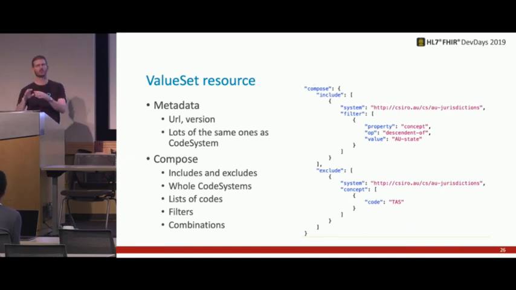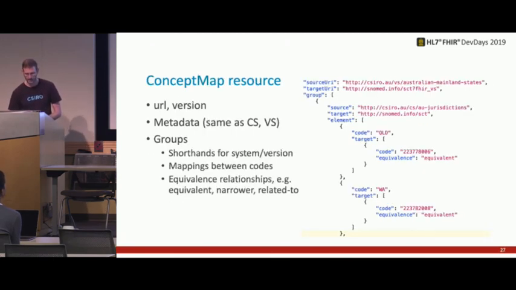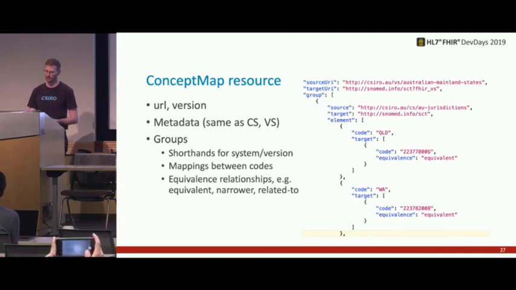And that's just going to give me all the mainland states in Australia. Concept map resource. Once again, the metadata is exactly the same as it was for the other resources. And then you can build up groups. These are simple one-to-one maps that specify the source and target code in the map.